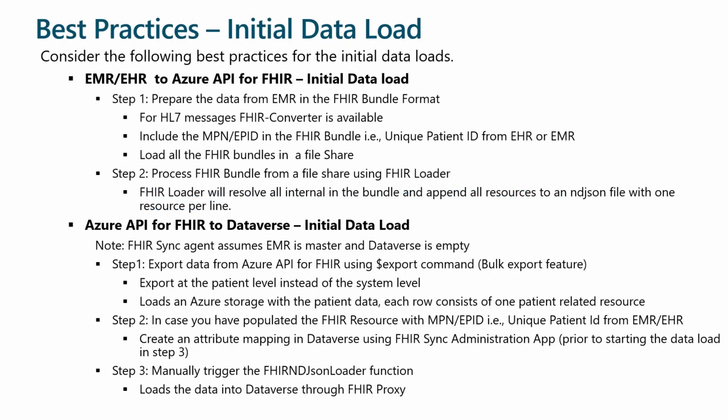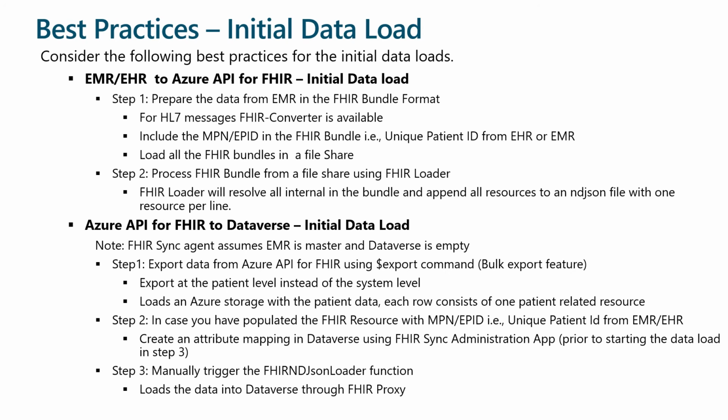Consider the following best practices for the initial data loads. When loading data from EMR or EHR to an Azure API for FHIR, prepare the data in the FHIR bundle format. For HL7 messages, you can use the FHIR converter that is available. Also, try to include the MPN or EPID in the FHIR bundle. Essentially, this is the unique patient ID from EHR or EMR.